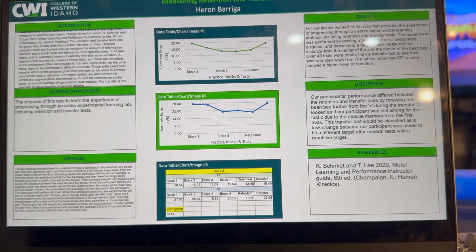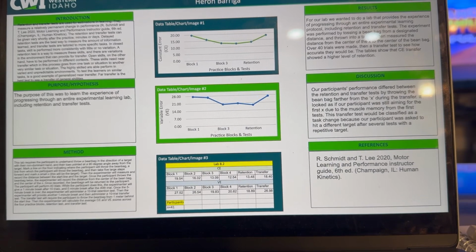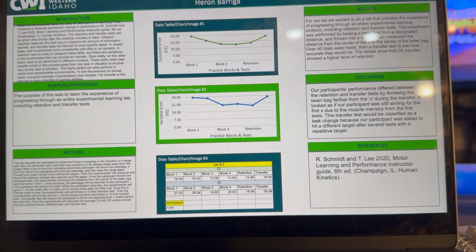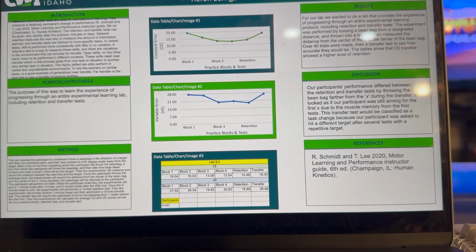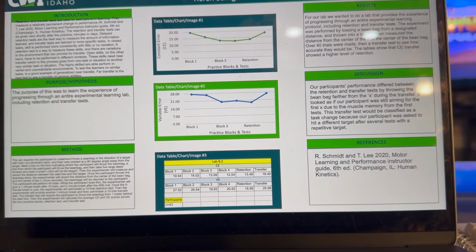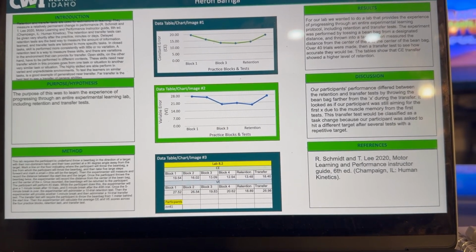The experiment was performed by tossing a beanbag from a designated distance and throwing it to the target. Then we measured the distance from the center of the X to the center of the beanbag. Over 40 trials were made. Then a transfer test was given to see how accurate they would be. The table showed that CE transfer showed a higher level of retention.